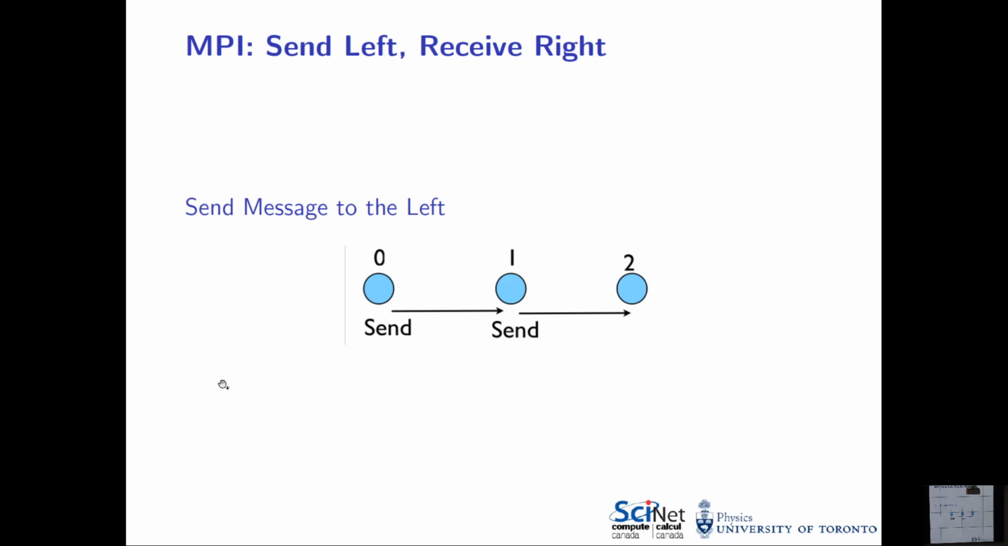Okay, so now we're going to walk through this, and I want to go through this relatively quickly because I got a little behind last time. We're going to send our messages to the left. So we're going to try to build up some more complexity in our message passing.